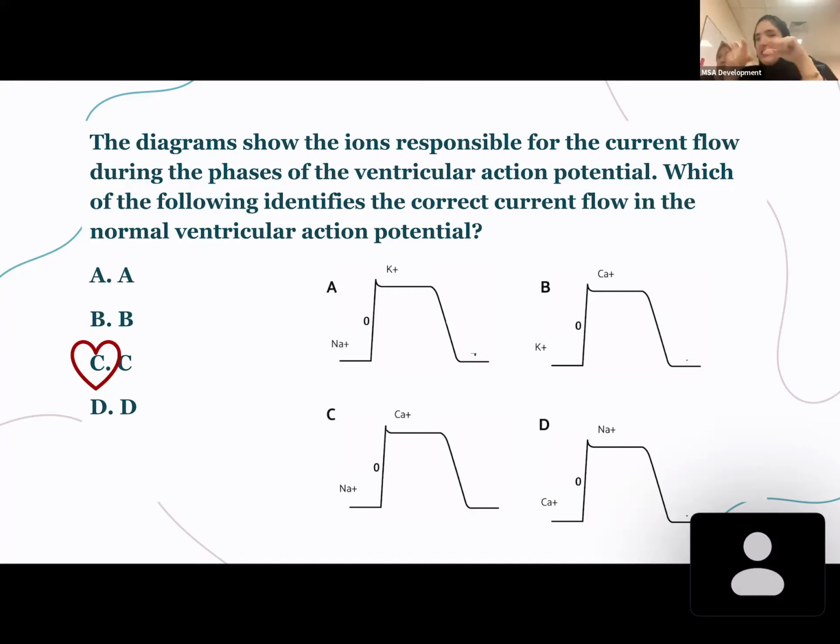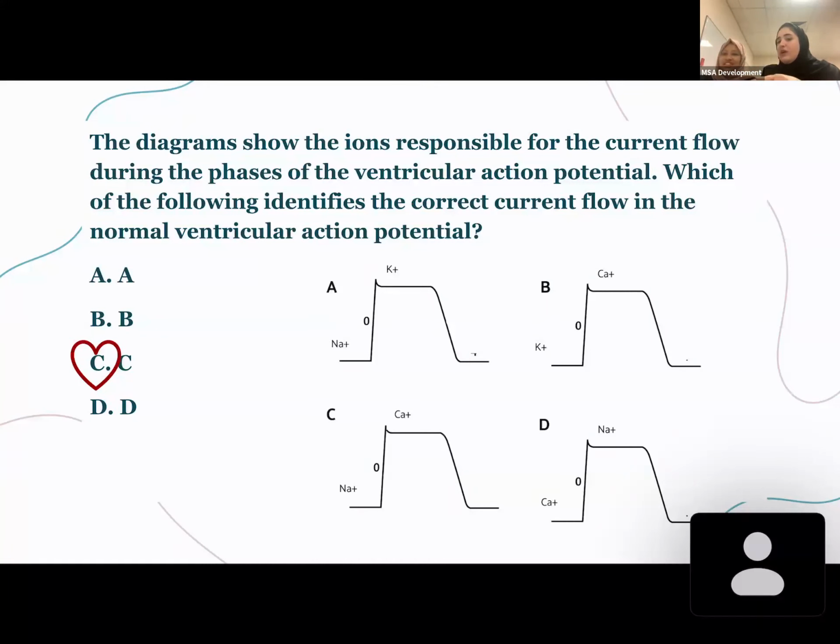Sodium, potassium, they correspond to phase 4. What is phase 4? Phase 4 is the resting membrane potential. So which ion corresponds to the resting membrane potential? Potassium. Correct. The only graph that has potassium is B. So I'm telling you guys, the answer is supposed to be B, but the heart shifted down. It's just a mistake here, but the correct answer is B.